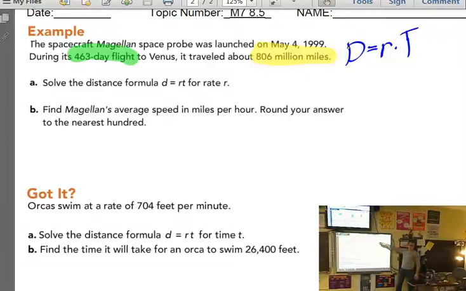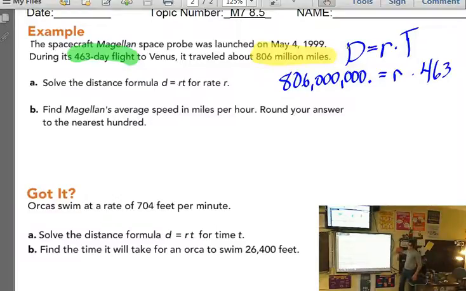So what's my distance? Do I know my distance? 806 million miles. Go ahead and write out the whole thing. Add those 6 zeros on there. Do we know how fast it was going? Well, no, that's what we're solving for. How long did it take? 463 days. Now, here's the thing. Be careful with what the rate is asking for. Right now, we're solving for miles per day, but they want miles per hour, so we'll get there.